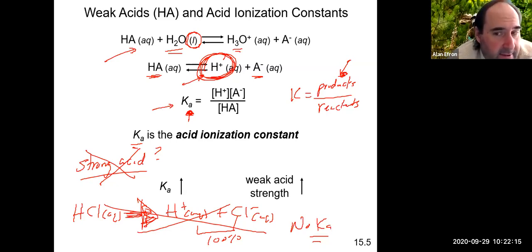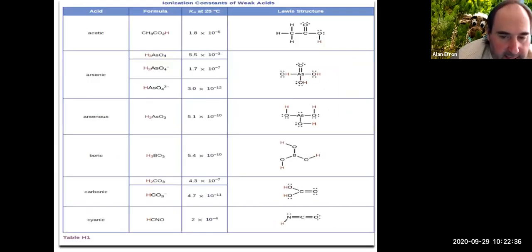Now, because it is an equilibrium, we have to solve these our favorite way, which is basically we're going to have to use ICE tables to help us solve the pH of a solution. And we'll talk about that in just a second, but here is a table from your book. These are some weak acids from your book and their Ka values. Some acids have more than one proton that comes off at a time, and they do come off one at a time like we talked about before. There is a Ka value for each of those protons that come off, as you can see in that particular example there.